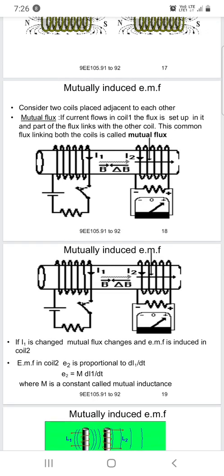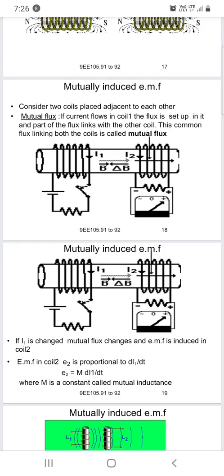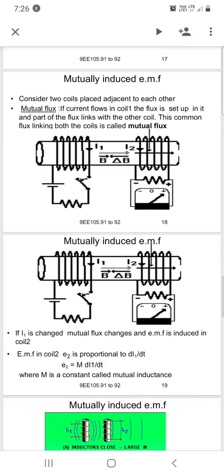Here we have to observe that the battery is connected in series with a resistance, and a switch is also connected in series. When the switch is closed, the current will flow. If the current flows, the flux will be set up in the coil, and part of the flux will link with the other coil. So this common flux will be linking both coils.